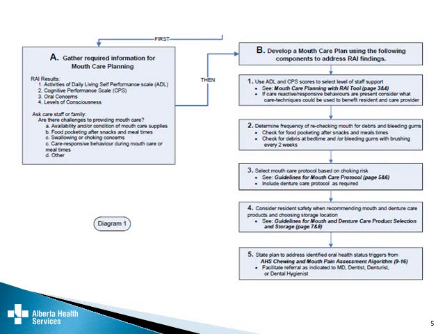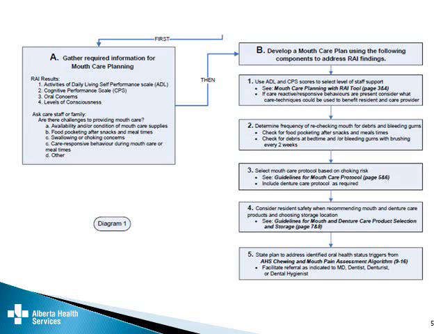First, gather information required for mouth care planning from the RAI assessment. This includes ADL and CPS scores to determine the level of independence, oral concerns, and the level of consciousness. Ask family and staff about challenges to mouth care. Are there dental supplies available? Are there swallowing or choking concerns, or have they noticed food pocketing? How do they respond to oral care?